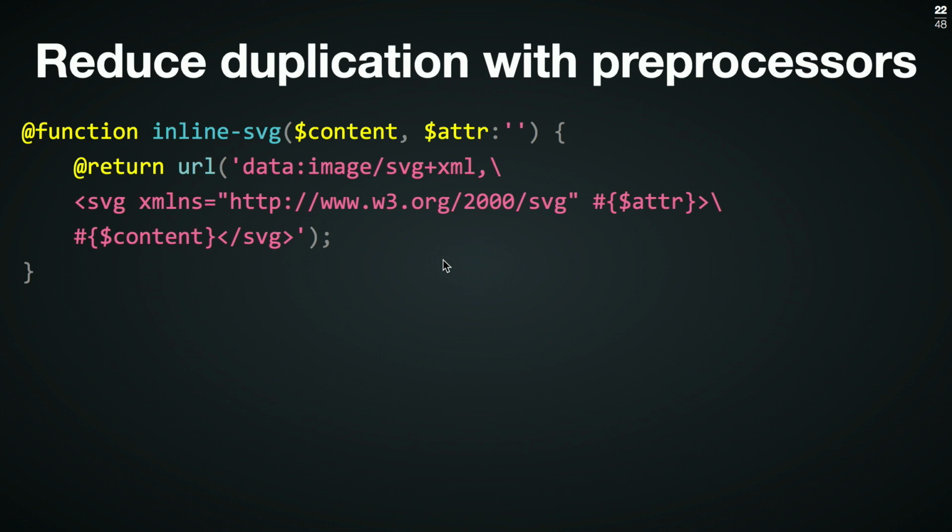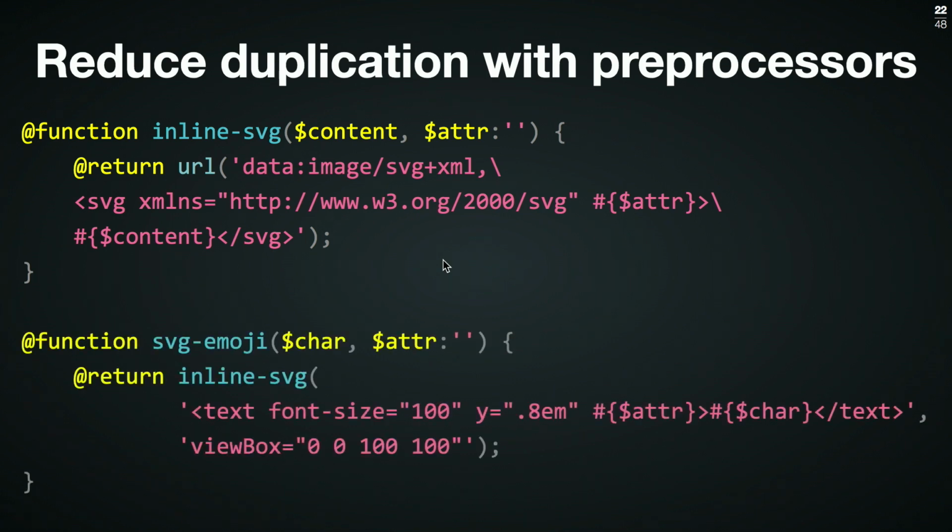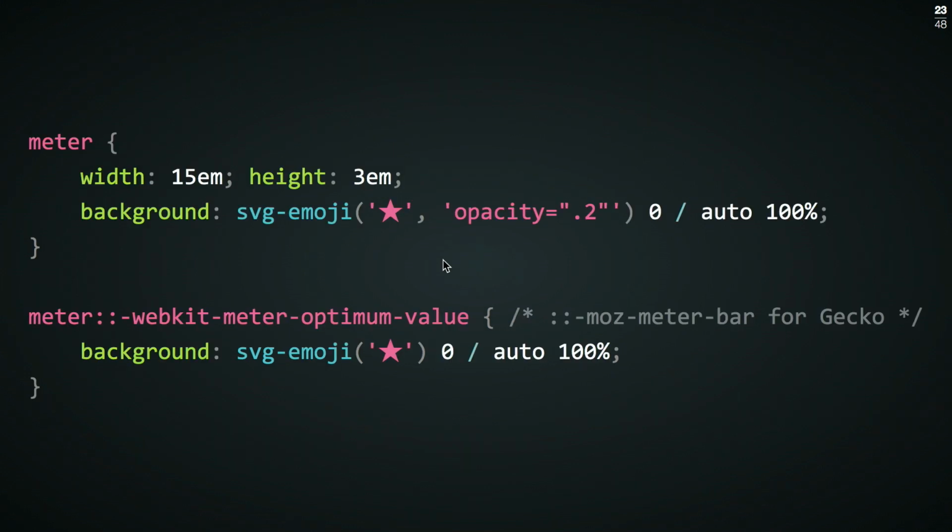The base one would be like an inline SVG function. This is a sort of simplified version of what I usually have. It just generates an SVG data URI with all the stuff that you don't want to repeat again and again, like the XML namespace and the data colon image SVG plus XML. It's kind of tedious. And then you can define all sorts of functions, one for rectangles, one for circles, one for paths, one for emojis. Why not? And then the code I showed you earlier for the meter could be simplified like this.